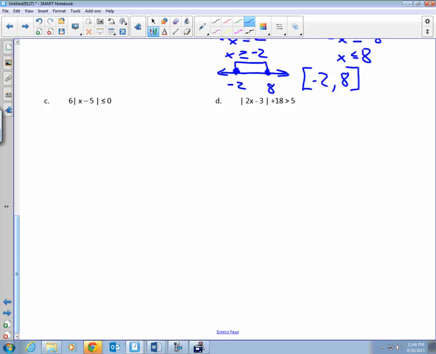For C, I should divide both sides by 6, and I get the absolute value of x minus 5 is less than or equal to 0. I got a 0, I better worry about it. Can an absolute value be less than 0? What could it be equal to? There's just one solution here, wherever x minus 5 is equal to 0. So that would be at x is equal to 5. That's the only number that will work.